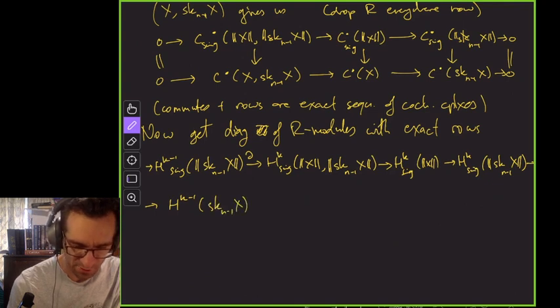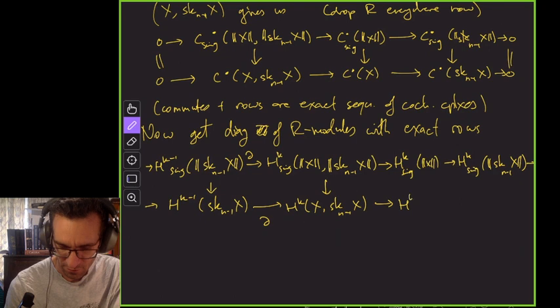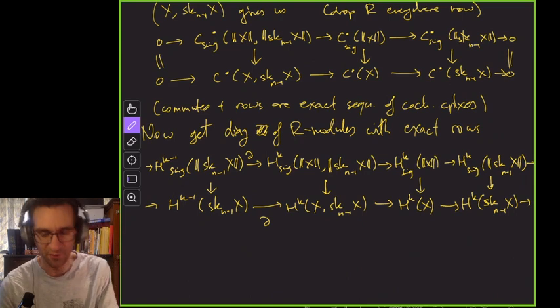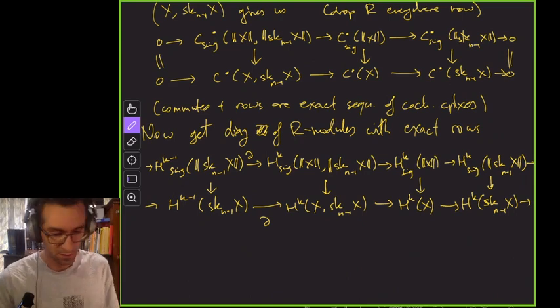Again, this is the comparison map that I wrote down before, but now I've just got them vertical. So H^k delta set relative cohomology, delta set cohomology, delta set cohomology, so all the squares commute and the rows are long exact sequences. Okay, phew.